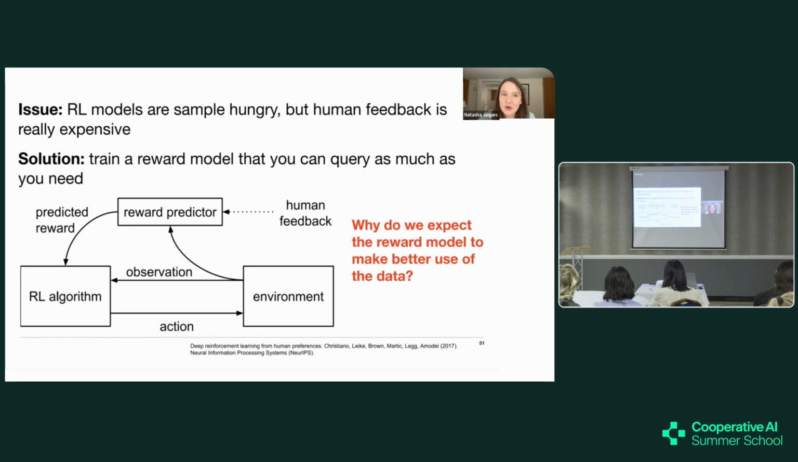So why do we expect the reward model to make better use of sparse human data? Right, we still have to get human data to train the reward model. So why is it better to train the reward model than just directly train on the human data? Get more data. You get more data. Let's say we have the same amount of data, right? We can either use the same data and do offline RL on it, or we can use the data and train this reward model. Why is the reward model better?